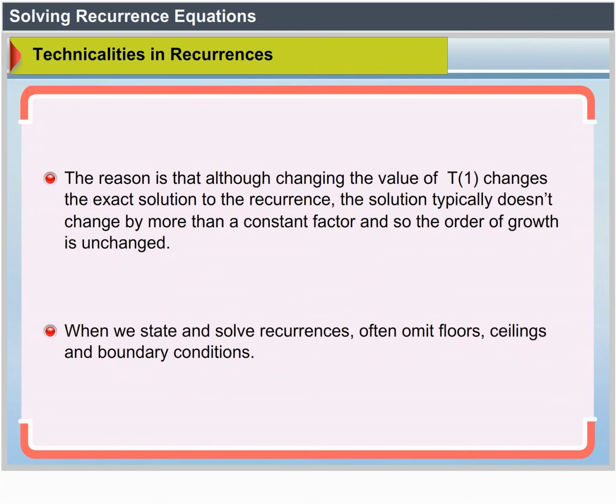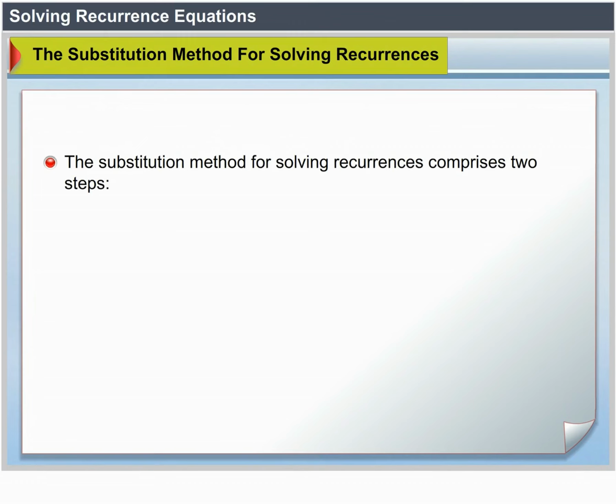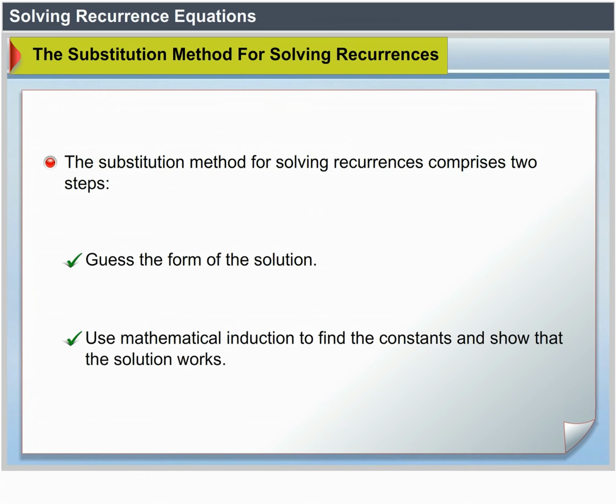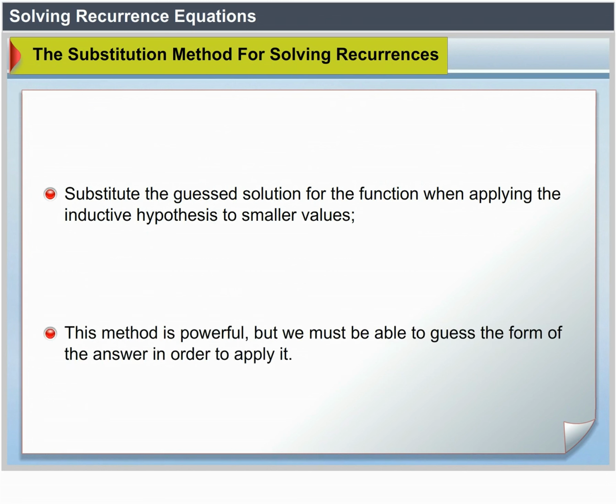The substitution method for solving recurrences. The substitution method comprises 2 steps. Guess the form of the solution, then use mathematical induction to find the constants and show that the solution works. Substitute the guessed solution for the function when applying the inductive hypothesis to smaller values. This method is powerful, but we must be able to guess the form of the answer in order to apply it.